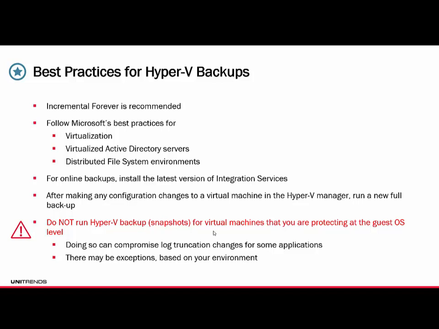Once again, do not run Hyper-V backup or snapshots for virtual machines that you're protecting at the guest OS level through our agent-based file level backups. Don't run both. If you do run both, it can compromise some logs in there. Screw up some of those truncation changes for some applications. Once again, there may be some exceptions based on your environment, but for the most part, if you're going to choose the virtual snapshot and run guest level backups, you're not going to do anything with the agent.